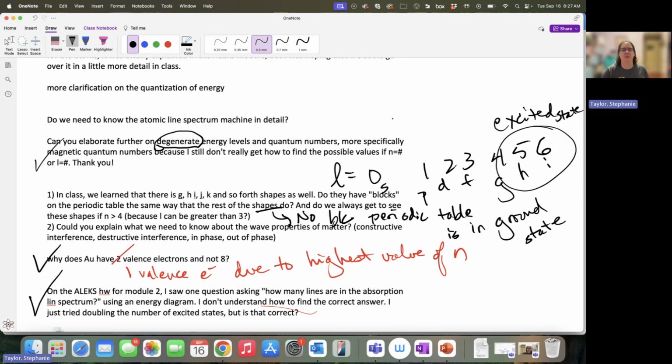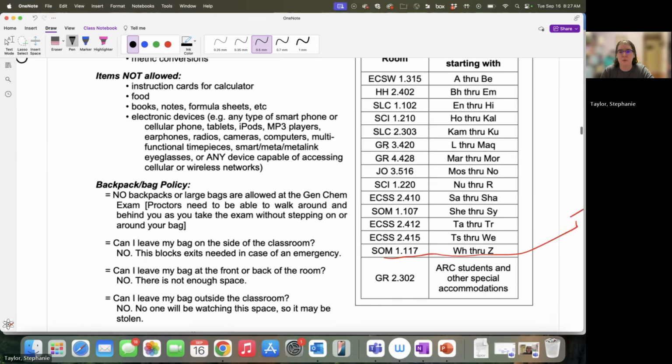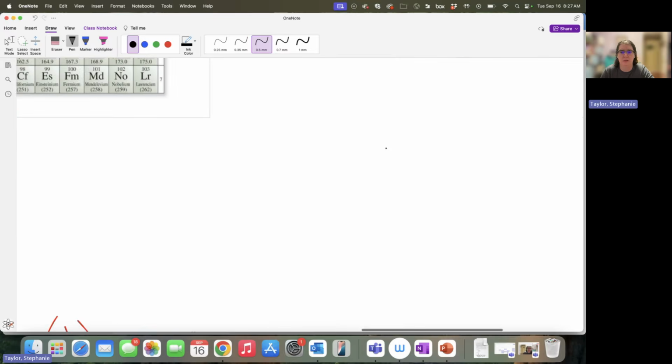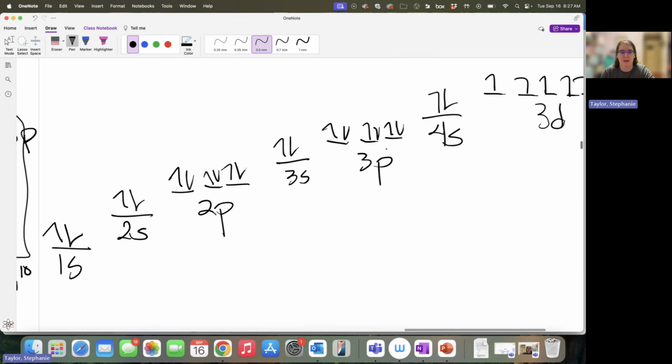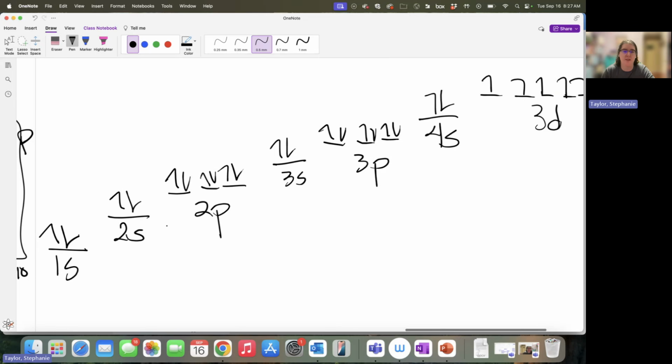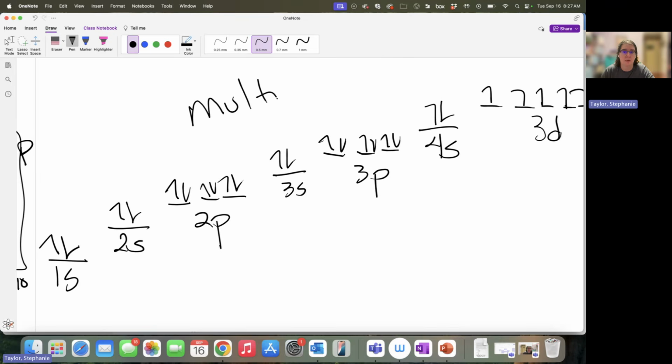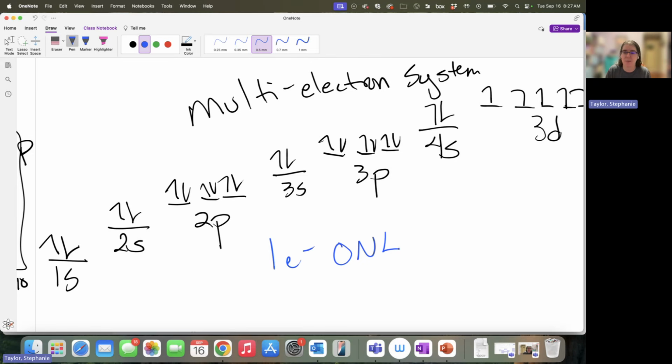So all that degenerate means is, when we were doing this stuff, and I've got 1s and 2s and 2p, and I'm trying to show these energy levels as they keep going up and up. This is for multi-electron systems, which is why there's so many arrows. But if we had one electron only, and this only happens when there's one electron, it's weird, I know.